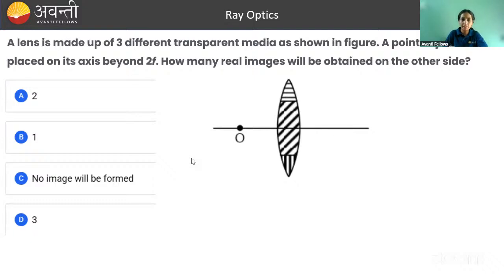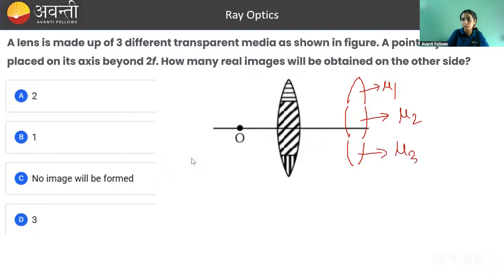So if you see here carefully, there is this upper portion which has a different focal length. Then there is this portion which has a different focal length. And then this bottom region also has a different focal length. All three regions have different focal lengths. Let's say this is mu1, this is mu2, this is mu3. Now, how will the image get formed?